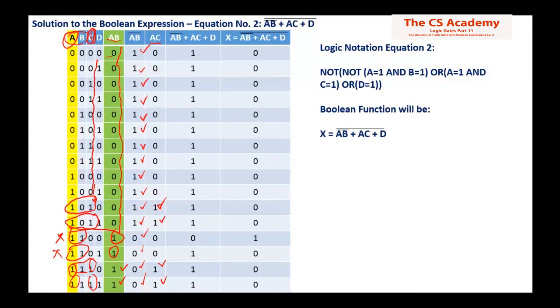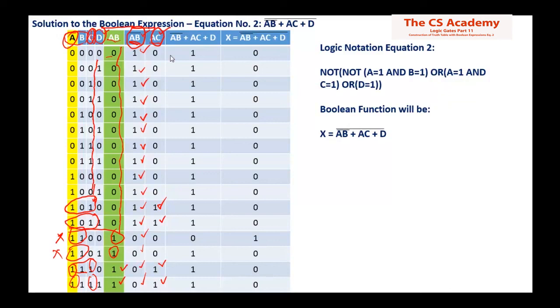So now you have AB already. Now you're going to make an equation, that is (AB)' plus AC plus D. That means (AB)' you have achieved here, and you're going to OR with AC and OR with D. So you have to do this from here till this value and this value, okay? So see (AB)' plus AC plus D: (AB)' is here, AC is here, and D is here, right?